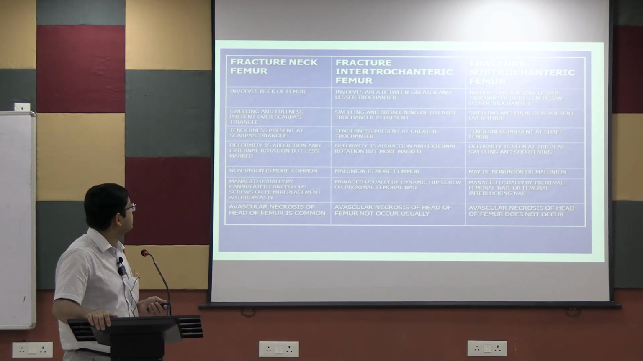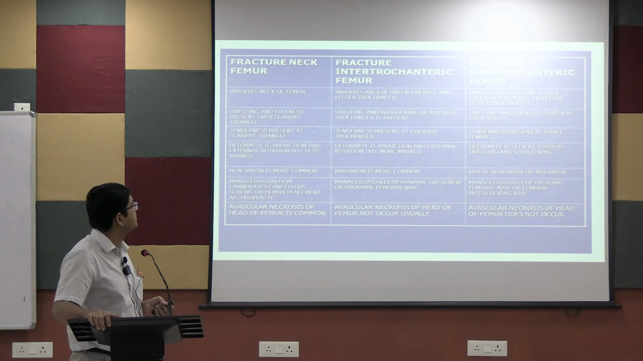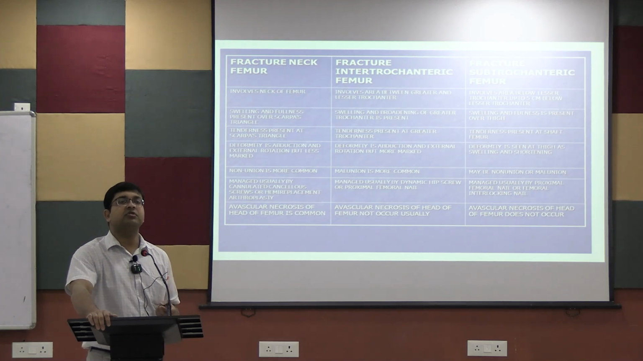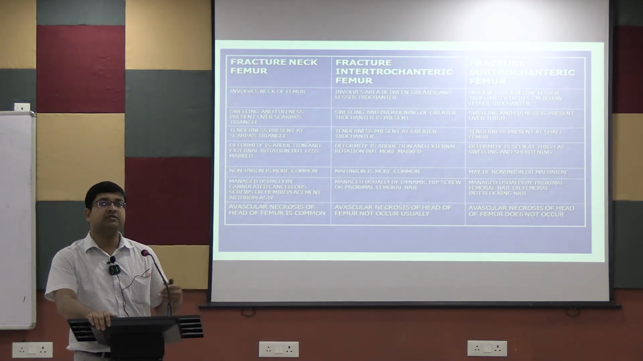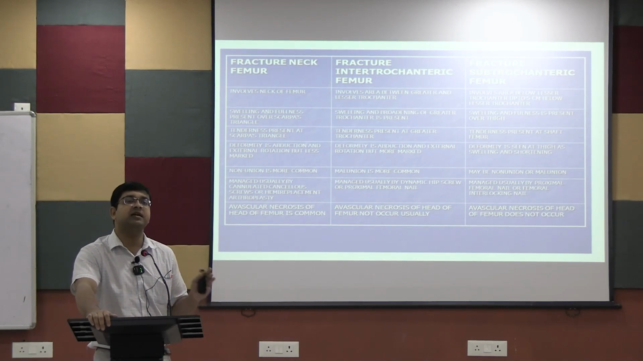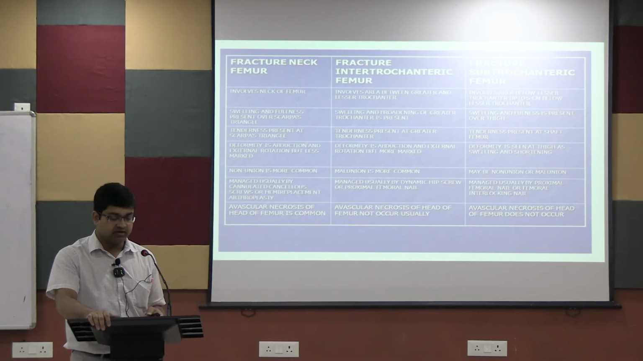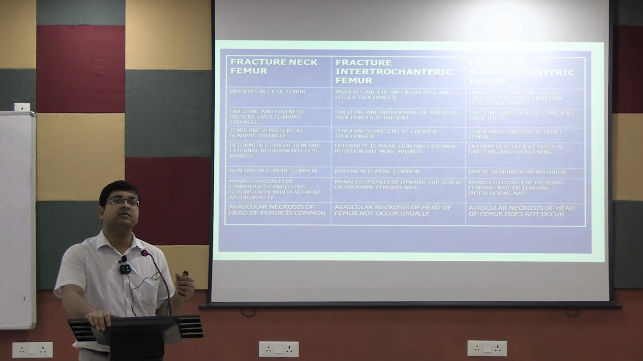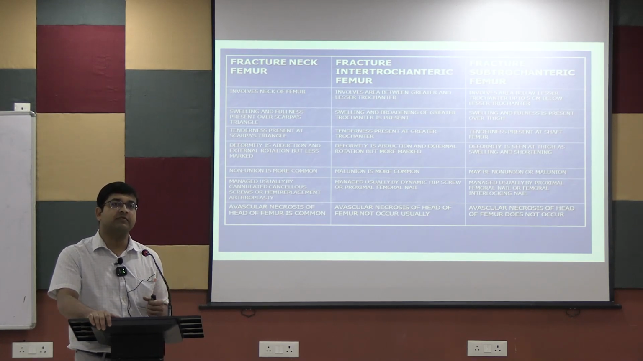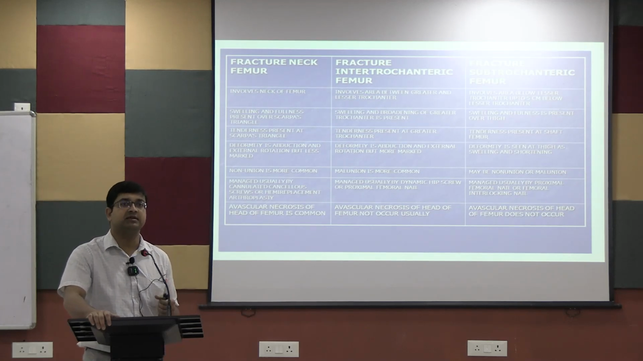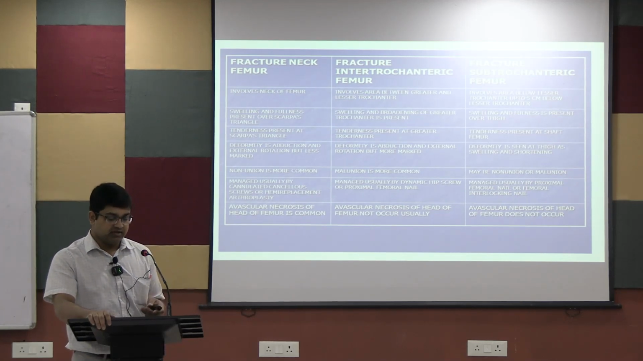So tenderness present at the Scarpa triangle, tenderness present at the greater trochanter, and tenderness present in the shaft of the femur. Okay, next is what will be the attitude of the limb. So how will you differentiate fracture neck of femur and fracture intertrochanteric femur, because both have a similar kind of history. Okay, so first of all, the tenderness you will find in the femoral triangle in case of neck of femur fracture, but in case of intertrochanteric femur fracture you will find tenderness at the GT, greater trochanter.